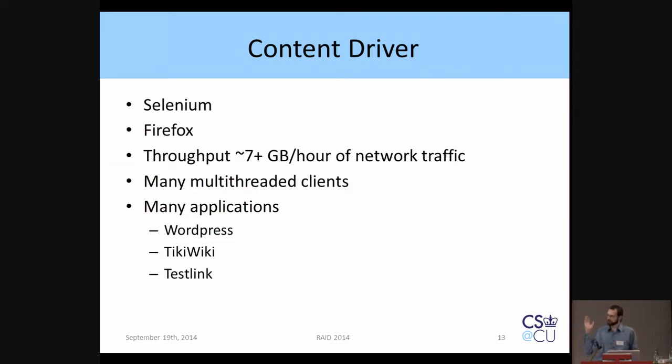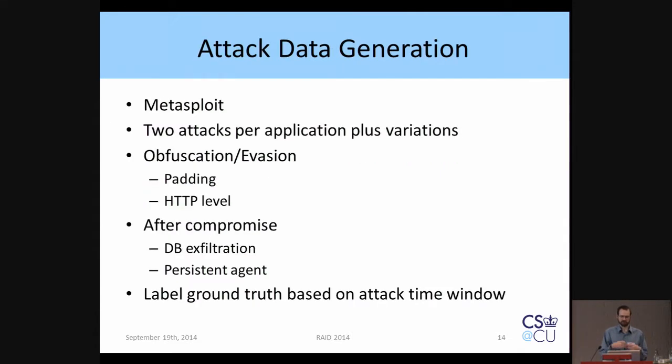So we generate some gigabytes per hour worth of network traffic using this. We test three. We set up right now in our existing framework three web applications fully implemented with WordPress, DokuWiki, and TestLink. But the modularity, the goal, is that you can relatively easily add additional ones and design additional use cases.